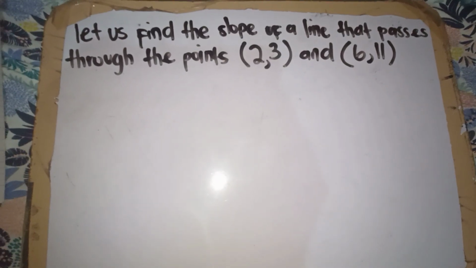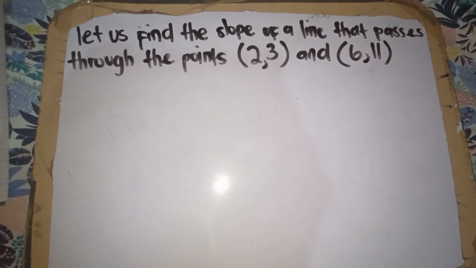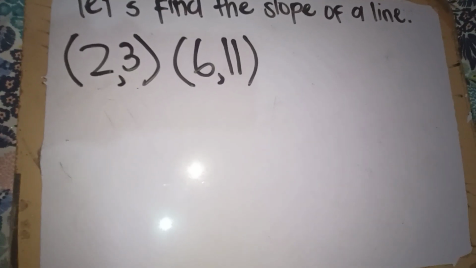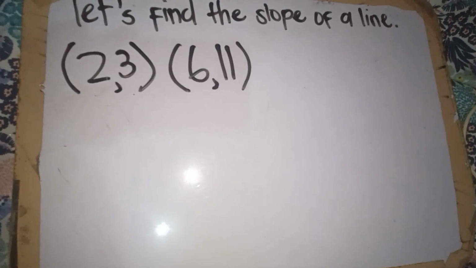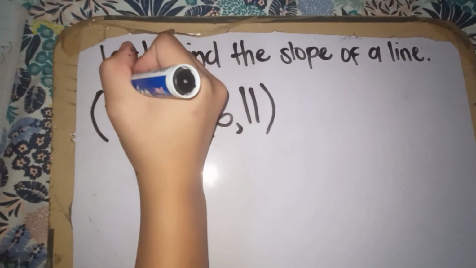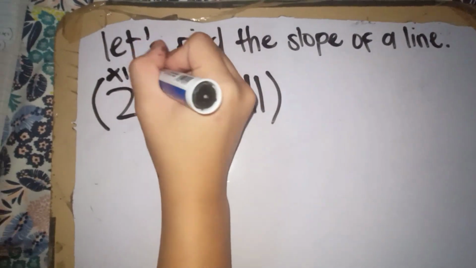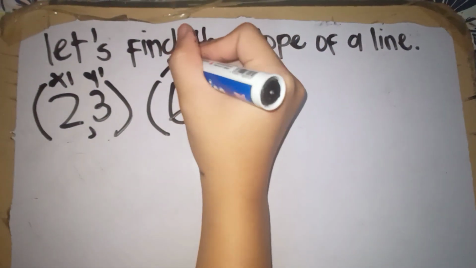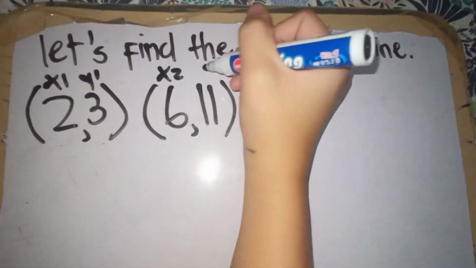Let us find the slope of a line that passes through the points (2, 3) and (6, 11). Our example problem is (2, 3) and (6, 11). First, identify the values. Our x sub 1 is 2, and our y sub 1 is 3. And then, our x sub 2 is 6, and our y sub 2 is 11.